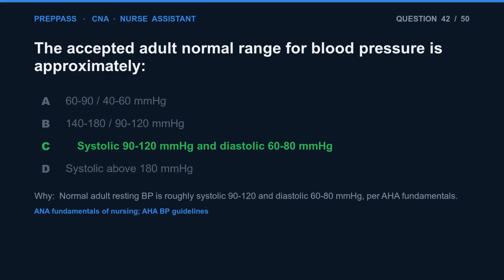The correct answer is C. Normal adult resting BP is roughly systolic 90 to 120 and diastolic 60 to 80 millimeters of mercury, per AHA fundamentals.